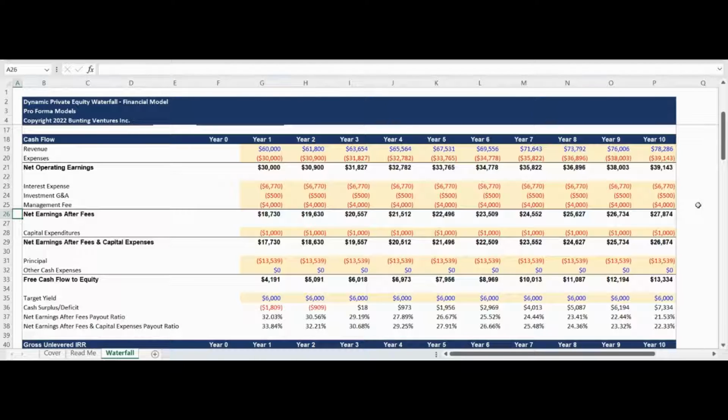The bottom of the cash flow statement includes inputs for the target annual distribution yield for the investment. Once the cash flow statement is completed and the target yield is input, the annual cash surplus or deficit is calculated as well as key payout ratios. The payout ratios are incredibly useful for investment decision making as it will show the general financial health of the organization, how much cash is being returned to shareholders versus reinvested in the business to fund growth, pay down debt, or build cash reserves.